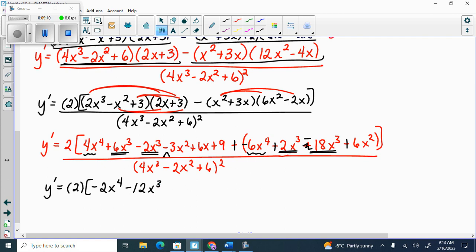And then I get negative 3x squared plus 6x squared is positive 3x squared. And then plus 6x plus 9. Now, if you had not taken out the 2, not a big deal. You would have negative 4x⁴ minus 24x cubed plus 6x squared plus 12x plus 18, and you realize you take a 2 out. It's not a big deal, right? So when it's a polynomial over a polynomial, you can GCF at the end once you've collected all your like terms as well.